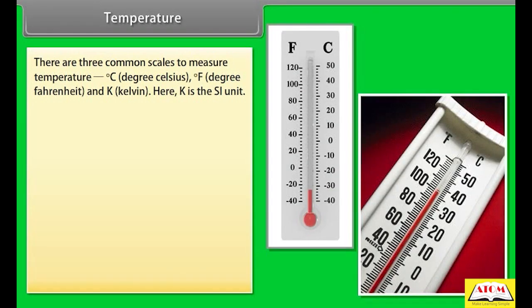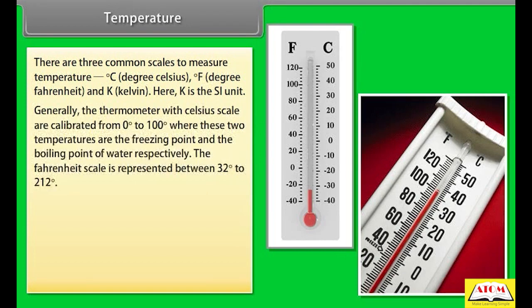Temperature. There are 3 common scales to measure temperature: degree Celsius, degree Fahrenheit, and Kelvin. Here K is the SI unit. Generally, thermometers with the Celsius scale are calibrated from 0 degree Celsius to 100 degrees, where these two temperatures are the freezing point and the boiling point of water respectively. The Fahrenheit scale is represented between 32 degrees and 212 degrees.